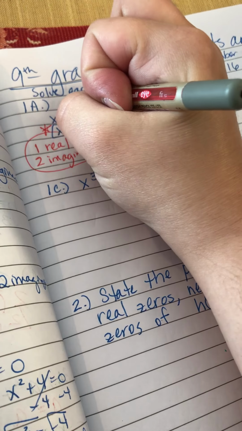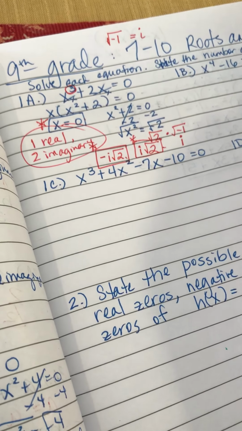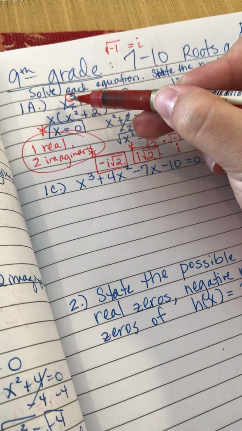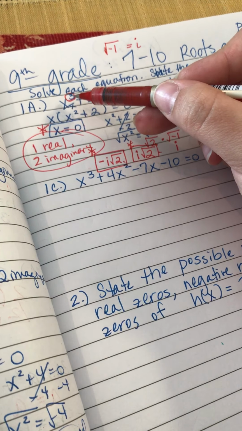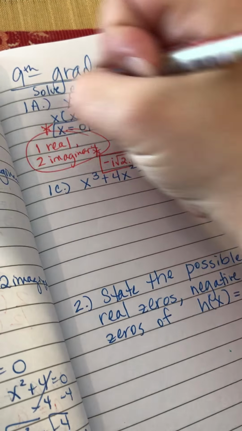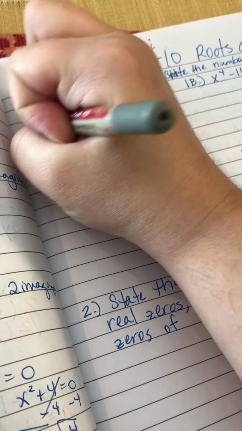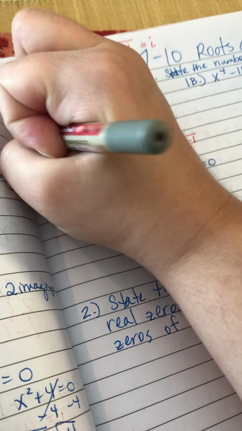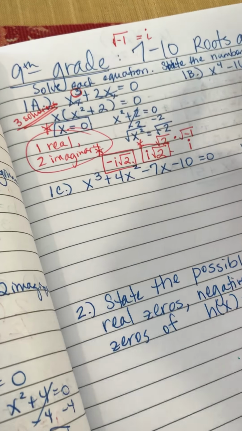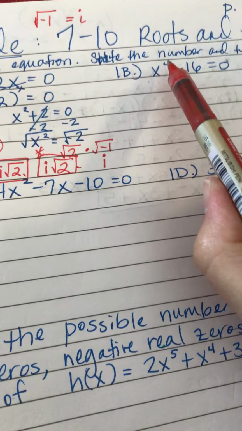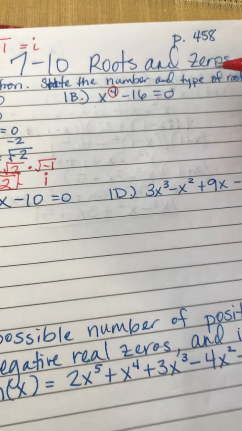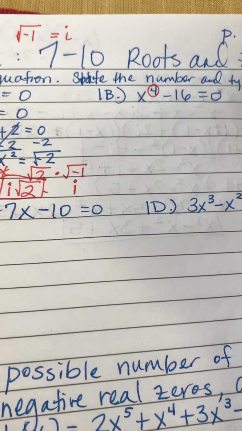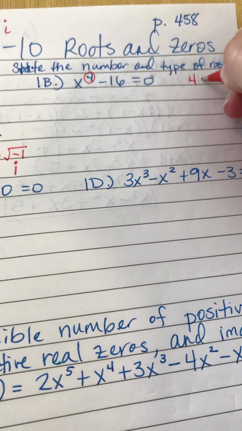The number for the degree of the polynomial, so this one has a 3 exponent, that's the biggest exponent. That means this polynomial is degree 3. So I should be looking for 3 solutions, and I have 3 solutions total. On the next one, 4 is the degree of the polynomial, so this equation should have 4 solutions.